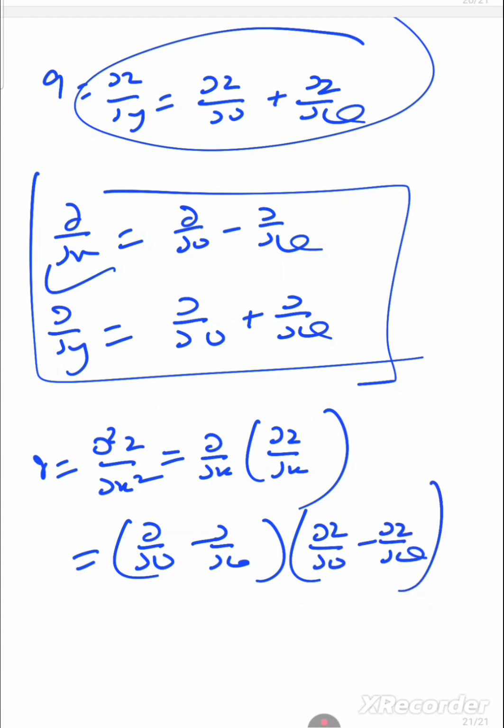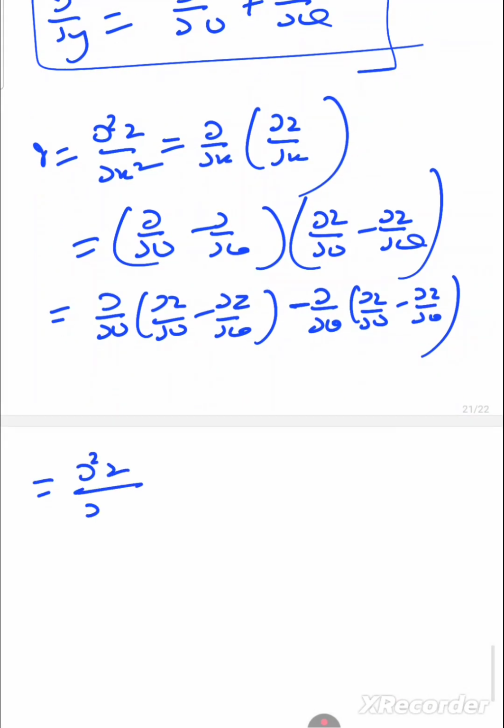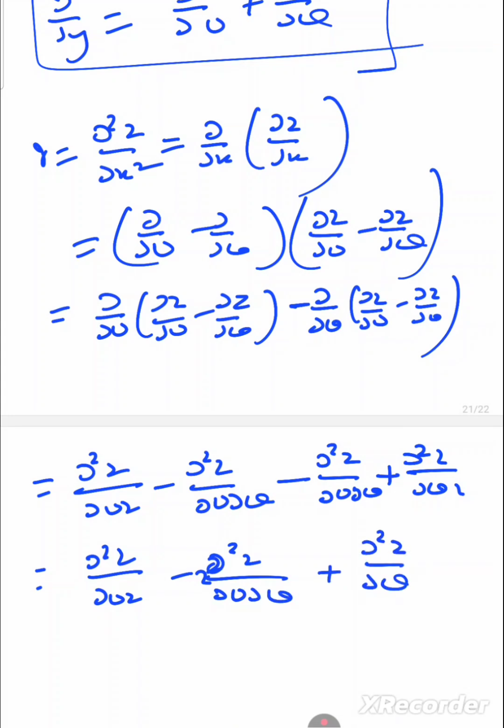Now, you can multiply it: ∂/∂u of (∂z/∂u − ∂z/∂v) minus ∂/∂v of (∂z/∂u − ∂z/∂v). This is ∂²z/∂u² − ∂²z/∂u∂v − ∂²z/∂u∂v + ∂²z/∂v², that is ∂²z/∂u² − 2∂²z/∂u∂v + ∂²z/∂v². Okay, this is your value of small r.